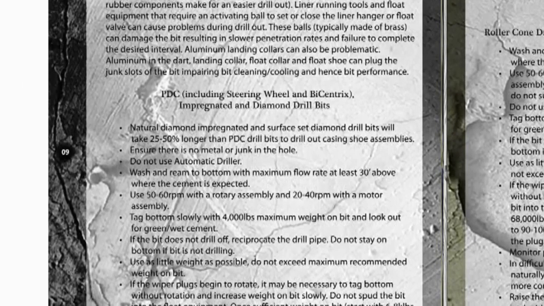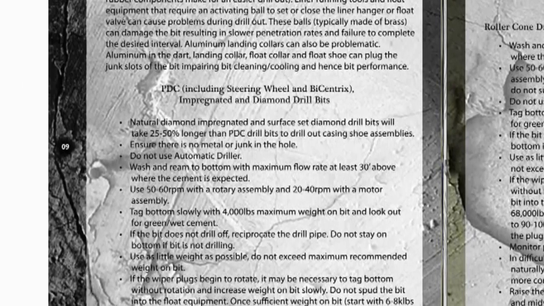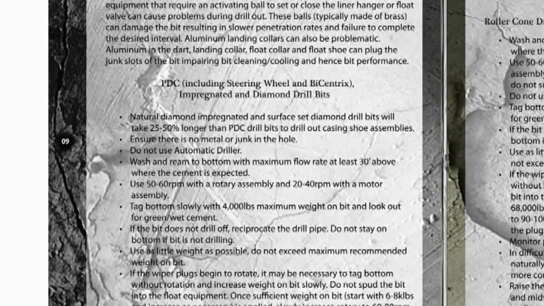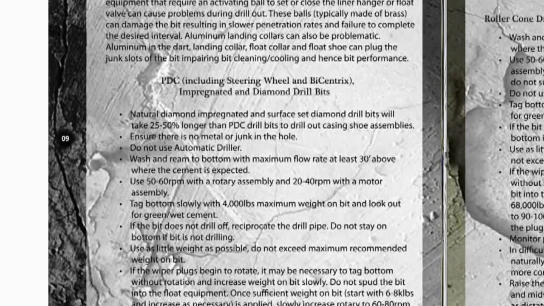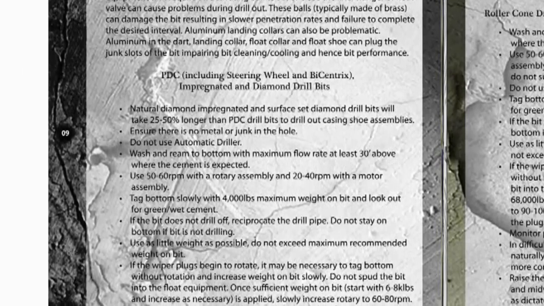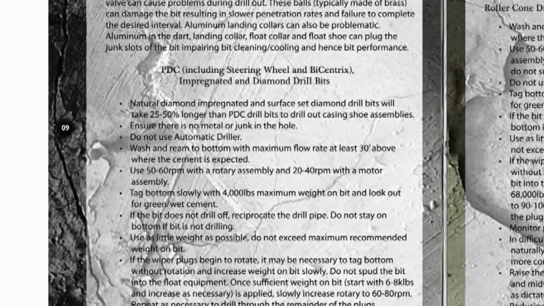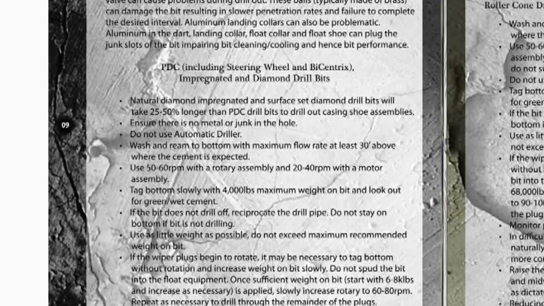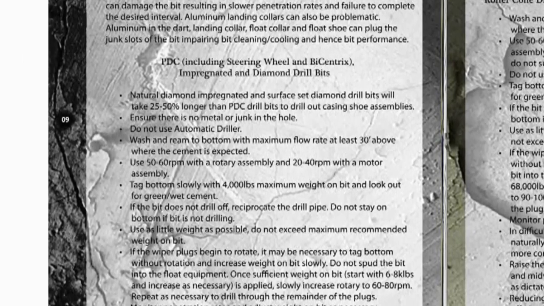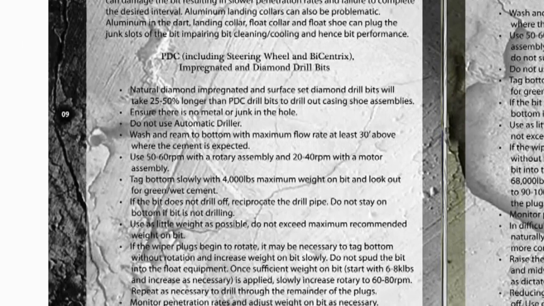Use 50 to 60 RPM with a rotary assembly and 20 to 40 RPM with a motor assembly. Tag bottom slowly with 4,000 pounds maximum weight on bit and look out for green or wet cement. If the bit does not drill off, reciprocate the drill pipe. Do not stay on bottom if bit is not drilling. Use as little weight as possible. Do not exceed maximum recommended weight on bit.